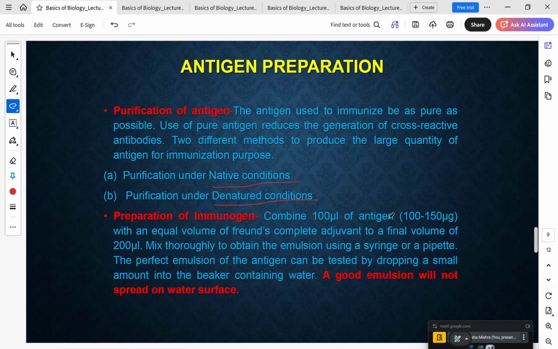To prepare the immunogen, you combine 100 microliter of antigen with an equal volume of Freund's complete adjuvant, and this brings the final volume to 200 microliter. This is then mixed to obtain an emulsion using a syringe or a pipette, and then you can test out how good the emulsion is.